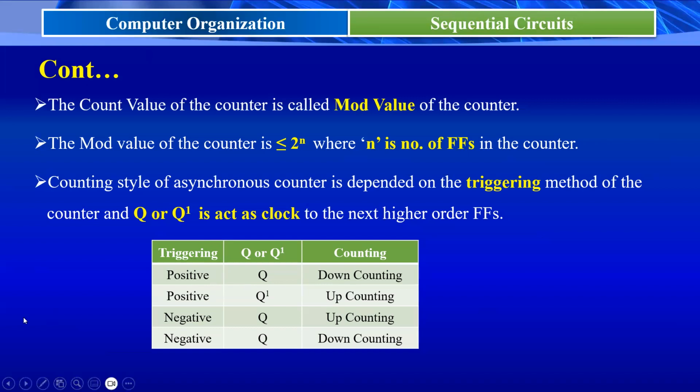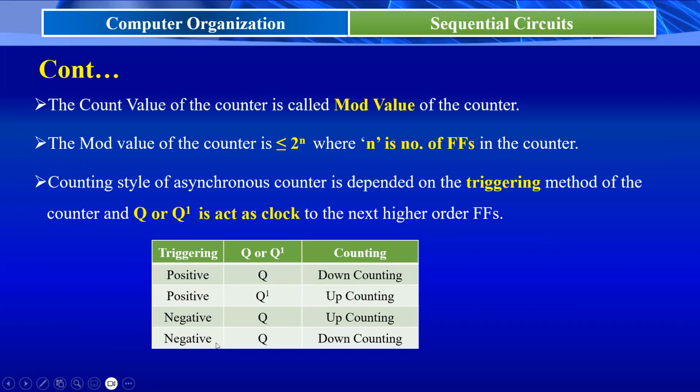If I use positive triggering, along with the uncomplemented output of a previous flip-flop connected as a clock pulse to the next flip-flop, such a counter's counting style is down counting. The triggering method is the same, positive triggering, but instead of connecting the uncomplemented output, if you connect the complement output, the counting style of the counter is up counting. If the triggering notation is negative triggering and we connect the uncomplemented output as a clock pulse to the next stage, the counting style is up counting.